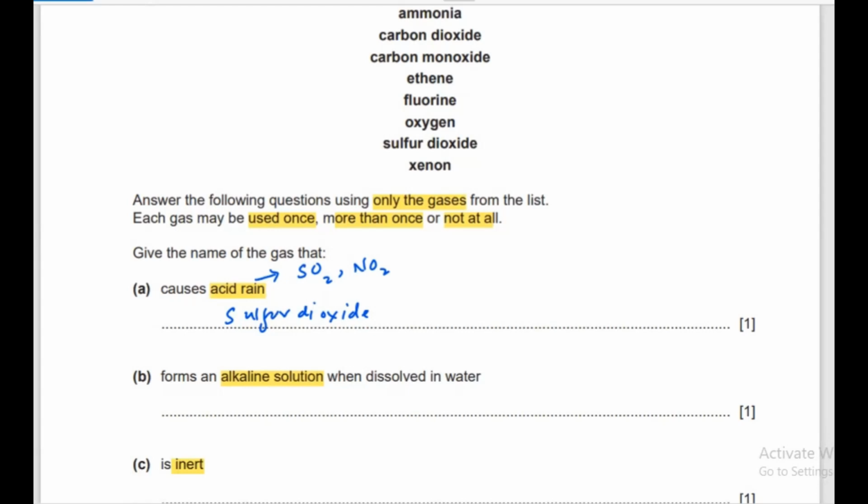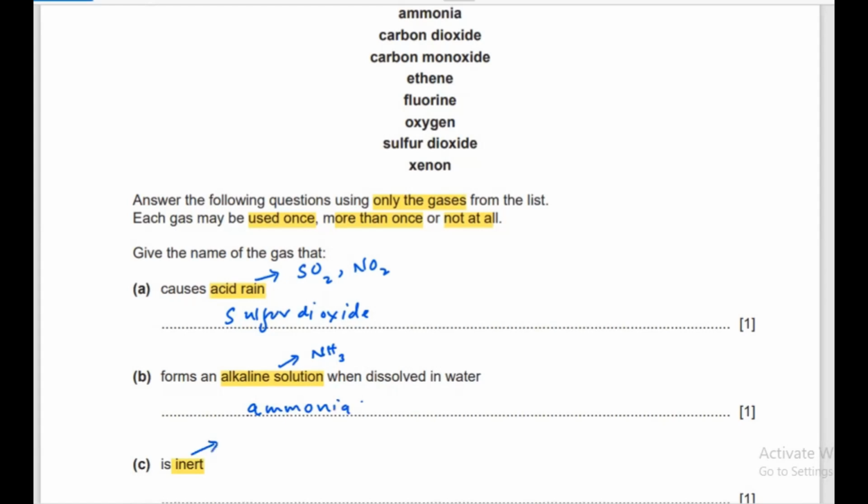Forms an alkaline solution when dissolved in water. The ammonia is the only alkaline gas in the 0620 syllabus. So the answer is ammonia.